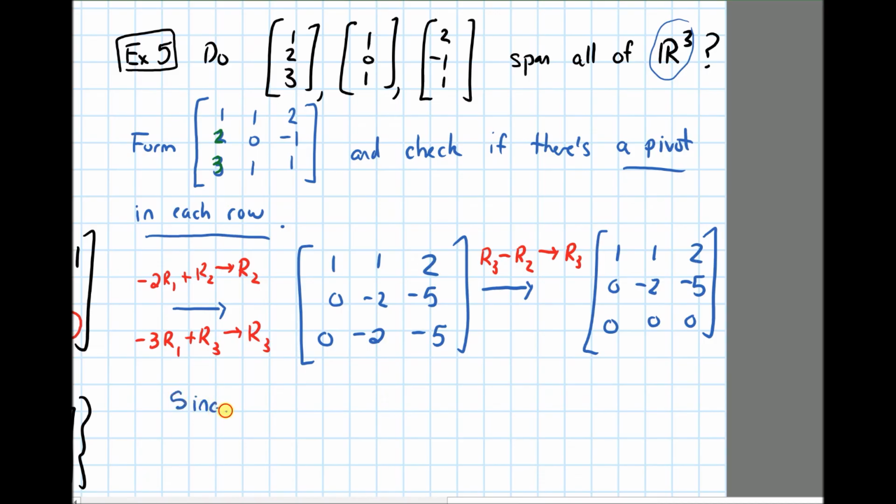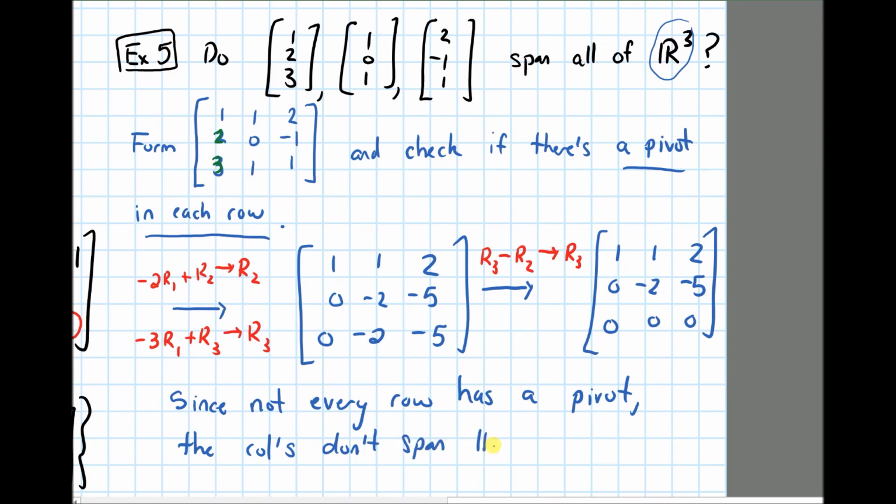So since not every row has a pivot, this means that these columns, aka the vectors I started off with, these three vectors, don't span all of R3. In other words, I cannot write every vector in R3 as a linear combination of these three vectors.